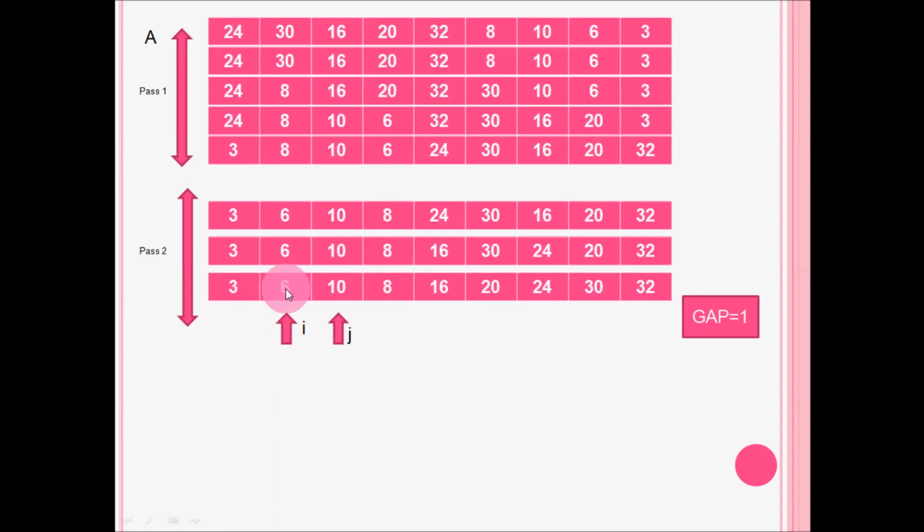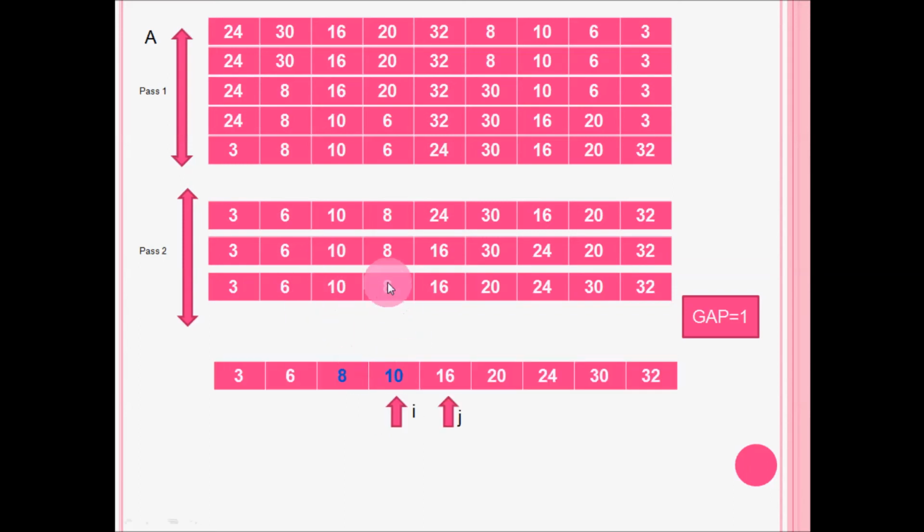Is swapping needed? No, just incremented. Yes, swapping is required here because 10 is greater than 8. Do the swapping. What happened? 8 should be here, 10 should be here, and all the items are as they are, and just i is incremented and j is incremented by 1. See, is swapping needed here? No swapping is needed. Just increment i and j. No swapping is needed, increment it.